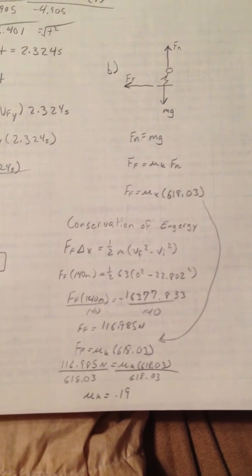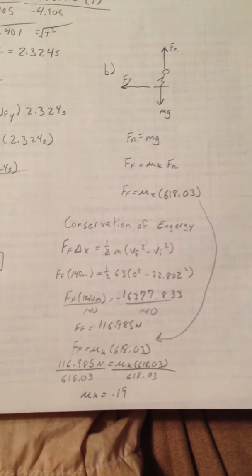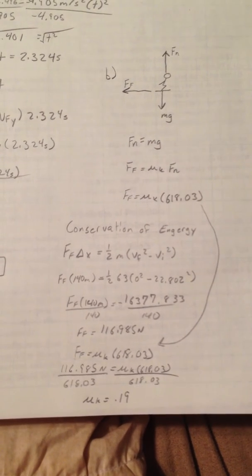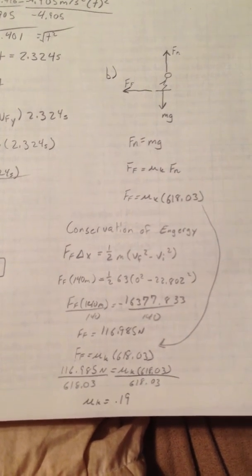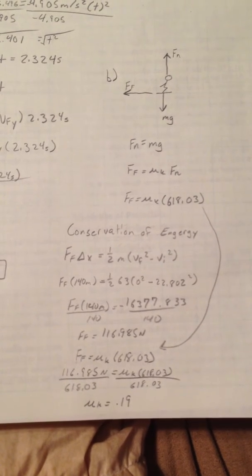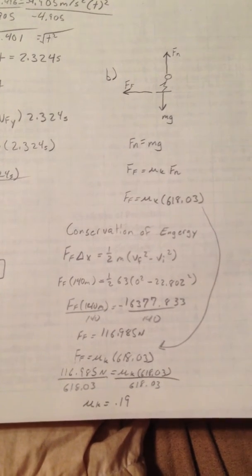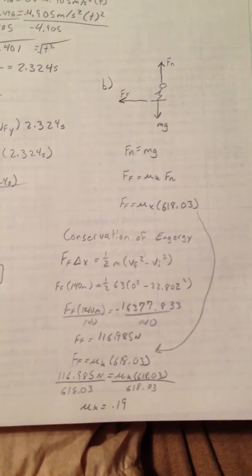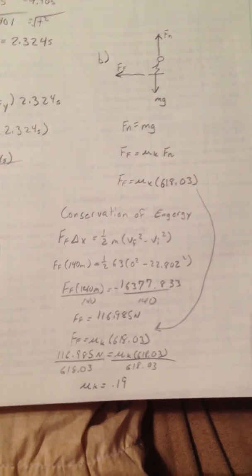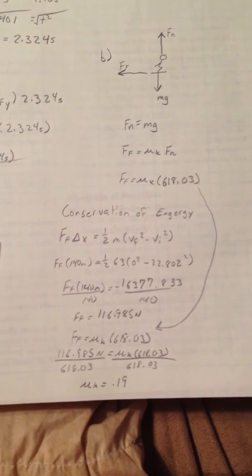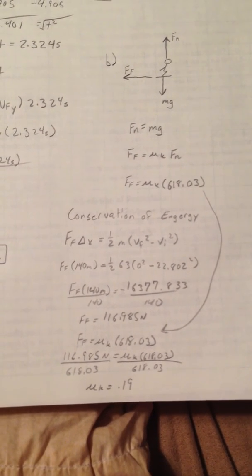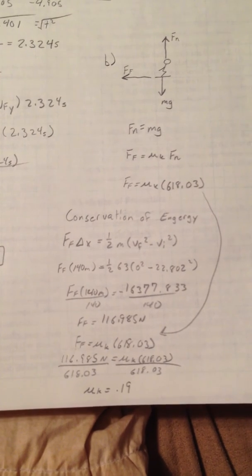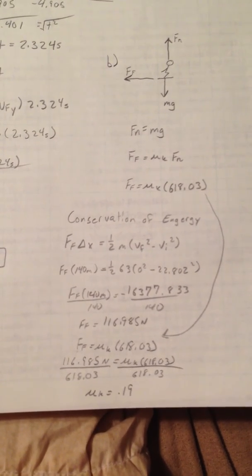you have delta x, you have your meters, and you have the final velocity, which is 0, minus the initial velocity, which is 22.082 squared. And you just do the math, divide it out, and you end up getting coefficient of friction, mu of k, is equal to 0.19.